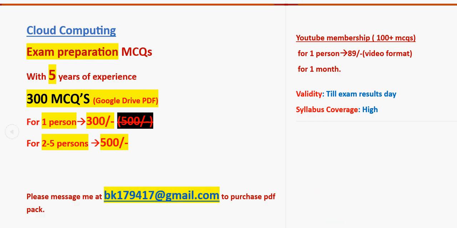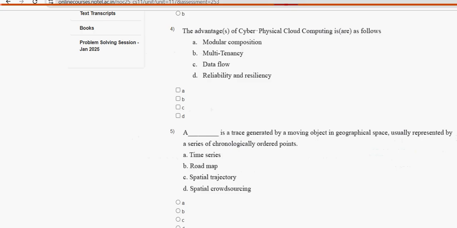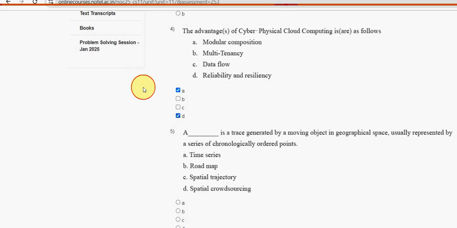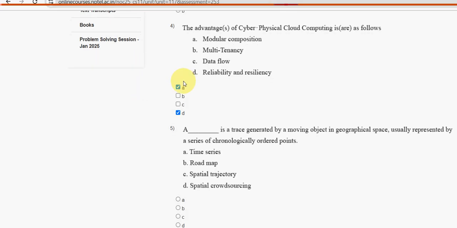Now let's get back to the solutions. So fourth question, the advantages of cyber physical cloud computing. Here there are two probable solutions. The first one is option A, modular composition, and the other one is option D, reliability and resiliency. So mark option A and option D.